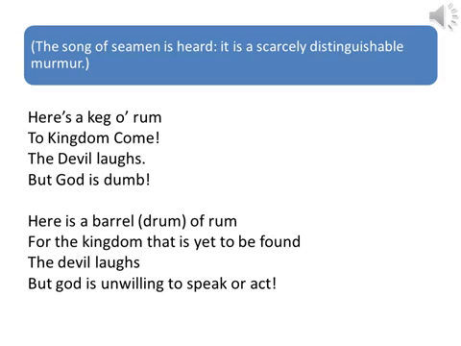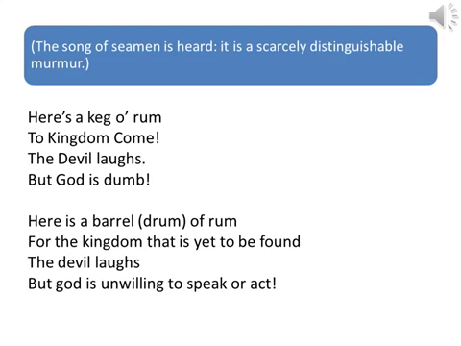Here is a mini barrel of rum, a drum of rum, for the kingdom that is yet to be found, to kingdom come. The devil laughs.